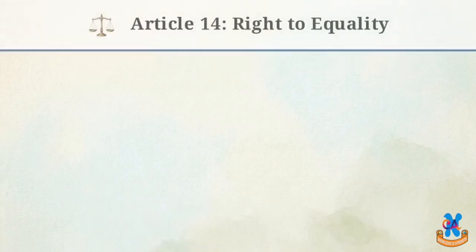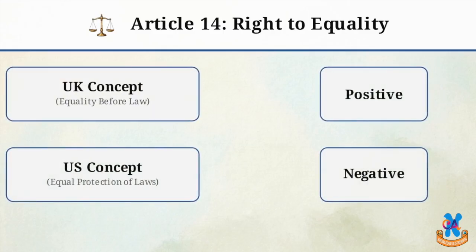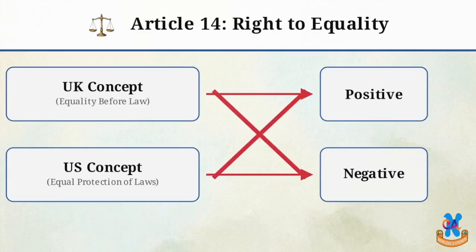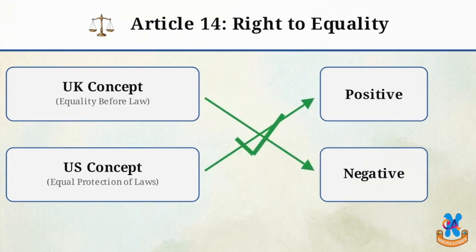In exams, evaluators will test your precision. Look at this common question trap. They will swap the definitions of Article 14, labeling the UK concept as positive and the US concept as negative. You need to spot that inversion immediately.